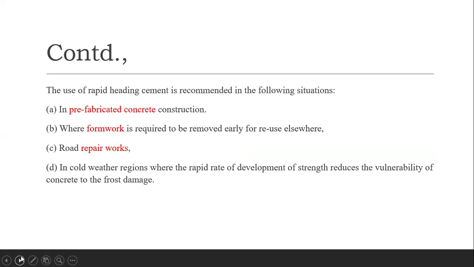And as I said, where you need early removal of formwork, in those places you can use this rapid hardening cement. In addition, you can use this type of cement for repair works. Apart from that, most of the prefabricated concrete yards use rapid hardening cement, where within a day they demold the concrete from the mold. For that purpose, they use rapid hardening cement. Also in cold weather regions, where you have extreme chill or extreme moisture, in that condition also this rapid hardening cement is a quite suitable material for attaining the strength and enhancing the resistance against frost damage.